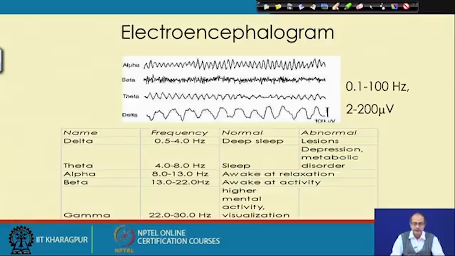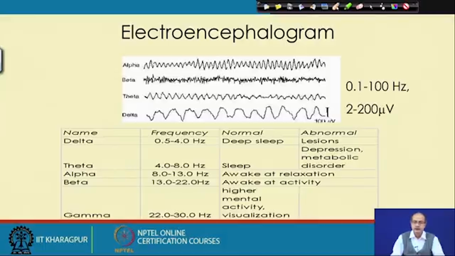So, depending on that we define some bands of frequencies. The lowest band, 0.5 to 4 hertz, is for delta, then 4 to 8 hertz is for theta, and alpha starts from 8 hertz and ends at 13 hertz. Then beta starts from 13 and ends at 22 hertz, and gamma starts from 22 and goes up to 30 hertz.